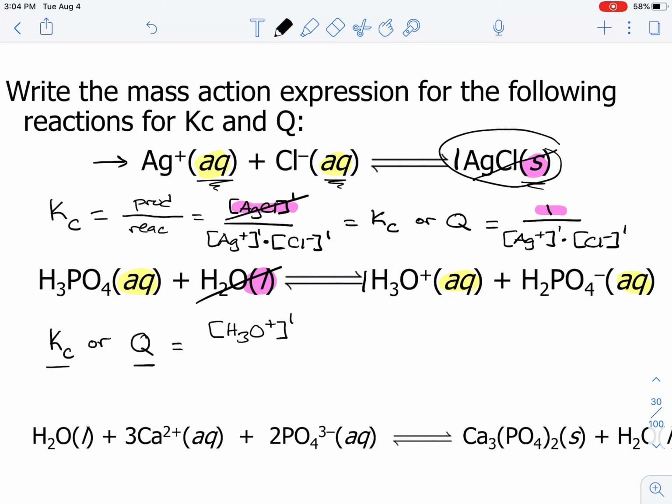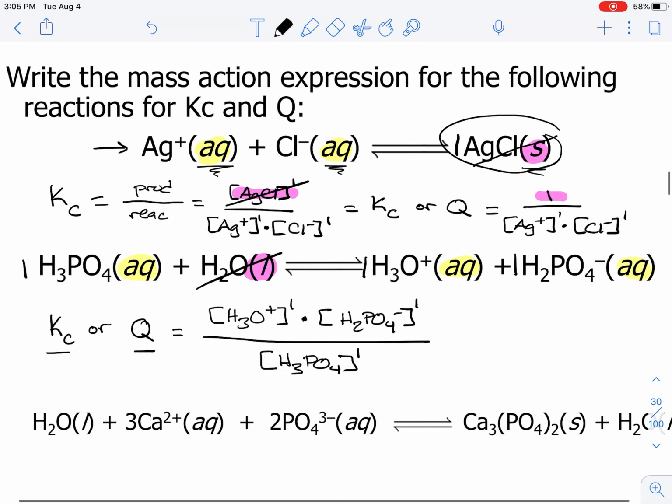And so overall, what I get is the concentration of H3O plus raised to the first power, because there's a 1 in front of this, times the concentration of H2PO4 with a negative charge, and there's a 1 in front of this, so there's a 1 as an exponent. And finally, I'm just going to write phosphoric acid, the concentration of phosphoric acid in the denominator. And since there's an invisible 1 as the coefficient, that means the exponent is 1.